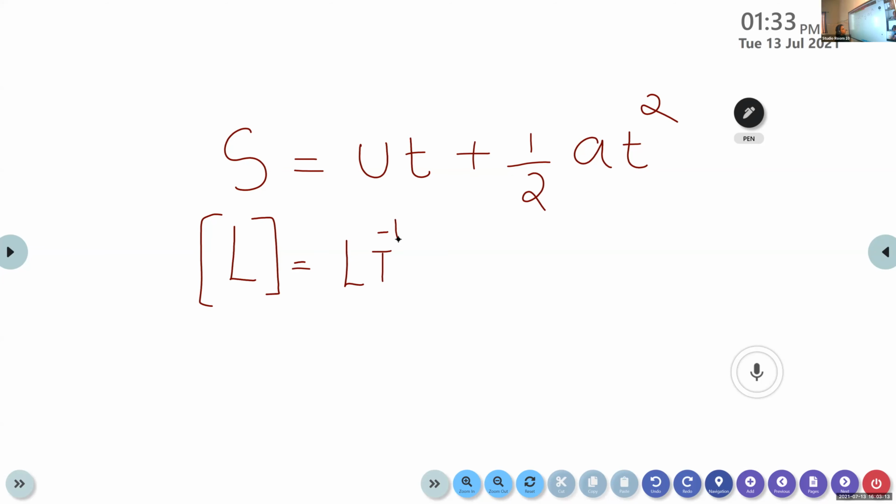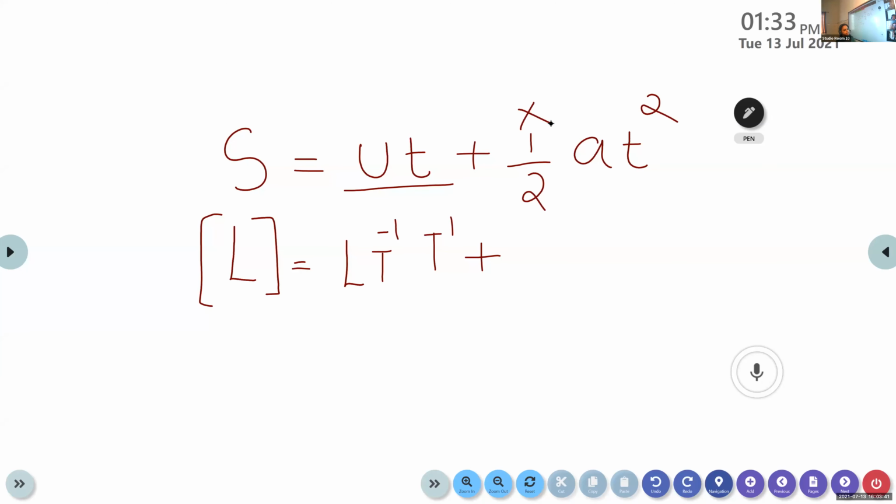Into, here we have one more term, that is T. So it becomes T raised to 1. So the first term, the dimension is LT raised to -1 into T raised to 1, plus. What about the dimension of half? Is there any dimension for that number half? No, because it is a constant. So there is no dimension for the number half, so we don't need to bother about this number.